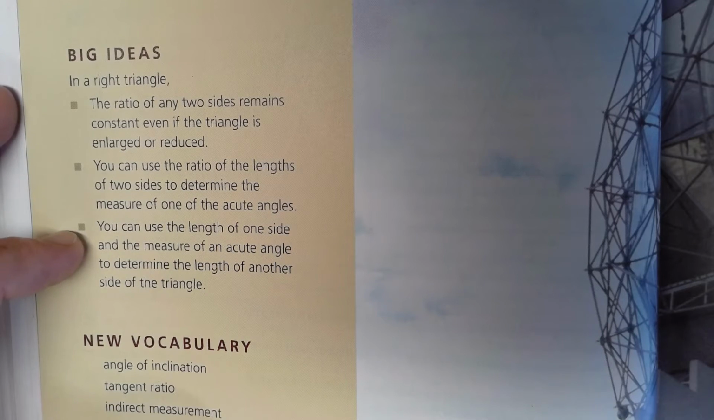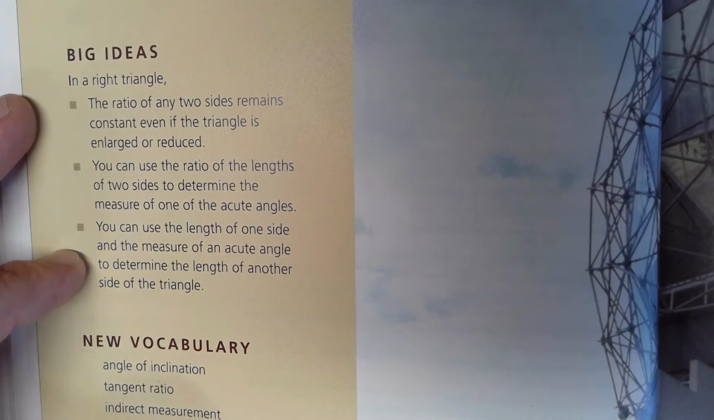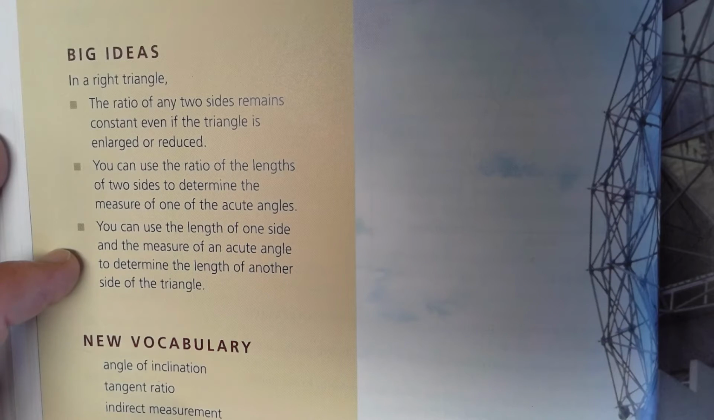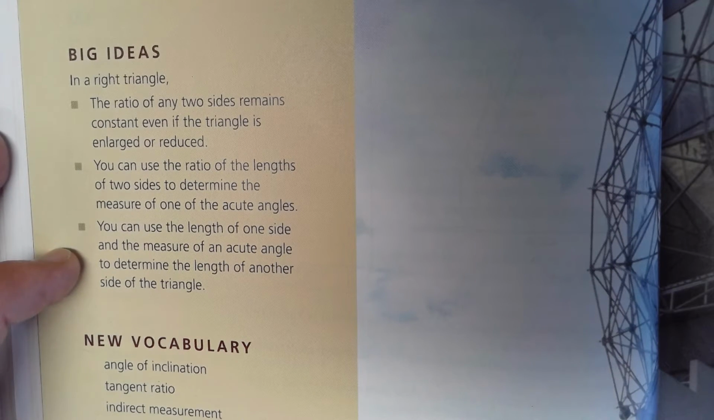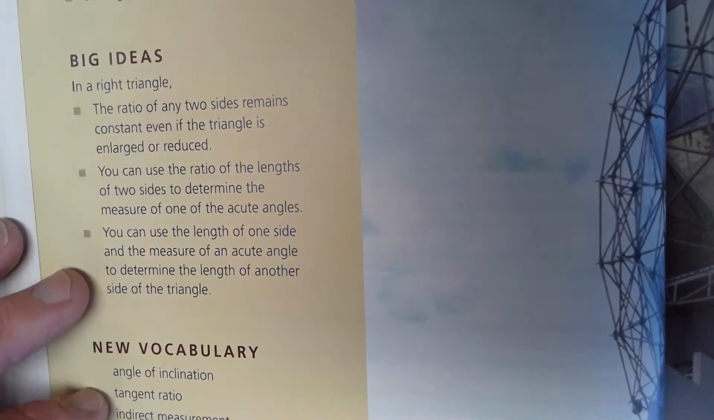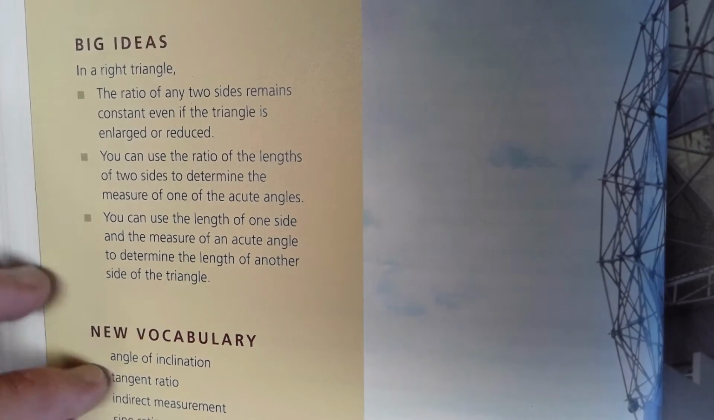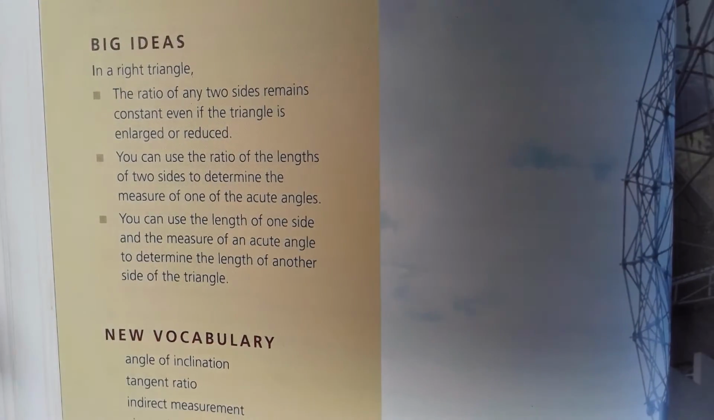And you can use the length of one side and the measure of an acute angle to determine the length of another side. So if you've got a triangle where you only know the length of one side, but you know what one of the angles is, other than the 90-degree angle, you can use that to find the unknown side. And there's some new vocabulary that will pop up as we go through. I won't go through this. This will pop up quickly enough.